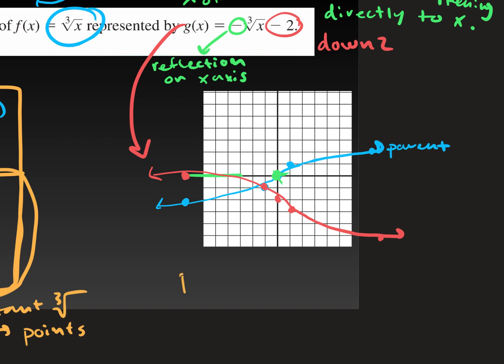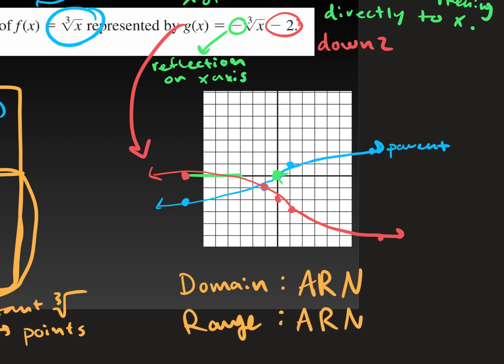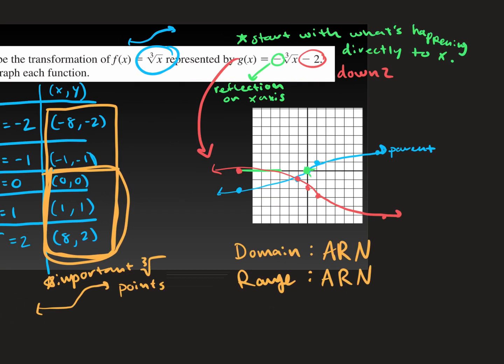Last thing we want to do is identify our domain and range. What's our domain? What type of graph do we have here? Cubed root, so it is all real numbers. What's our range? All real numbers. Anytime it's a cubed root graph and you have this long squiggly line here, your domain and range is always all real numbers.